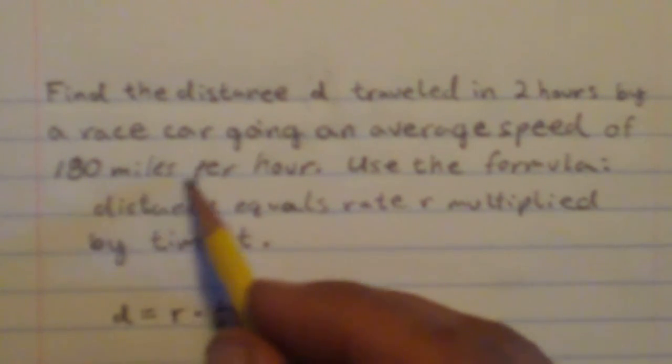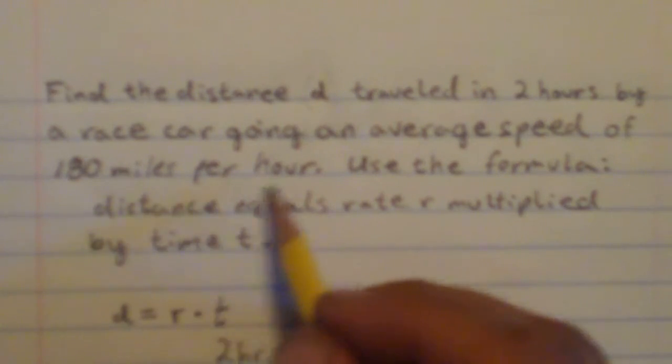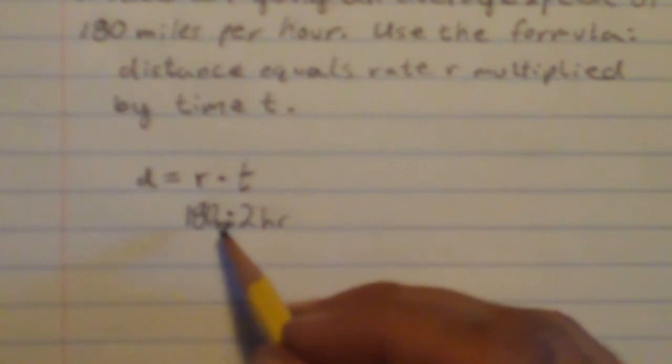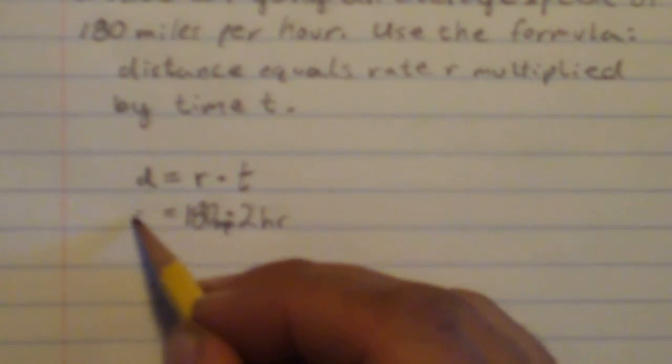By a race car going an average speed of 180 miles per hour. 180 miles per hour, that's the rate. Miles per hour, it's a rate. So for the rate, we could put 180, and then let's put our multiplication sign. We need to put miles per hour, kind of squeeze that in there. Let me move all this up. Alright, and then that equals d.